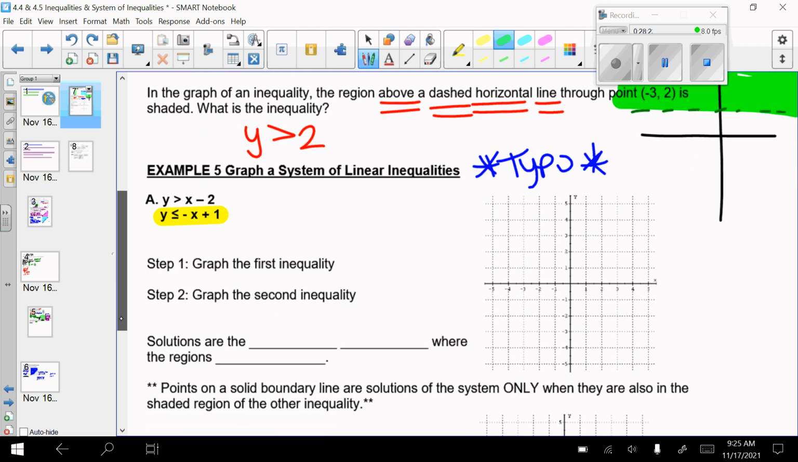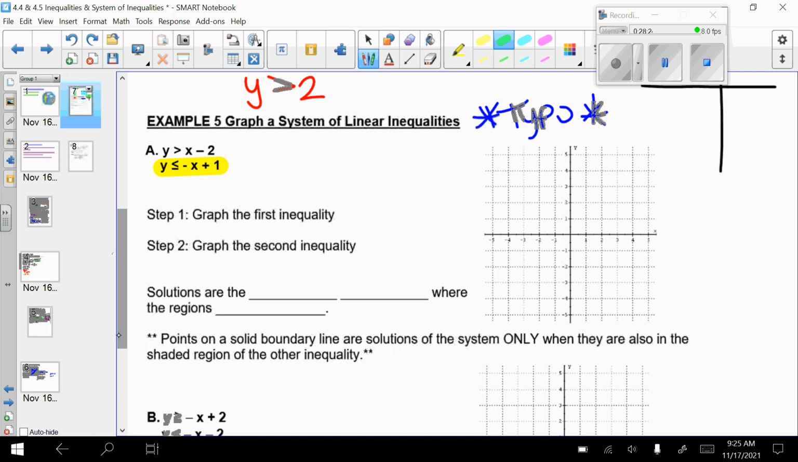Okay. Number 5 has a typo, y'all. On that second inequality, it should be a -x. See, I have it highlighted up there. Make sure it's a -x when y'all work on it. Sorry about that. So it should be y is greater than x minus 2, and then the second one should be y is less than or equal to -x plus 1.